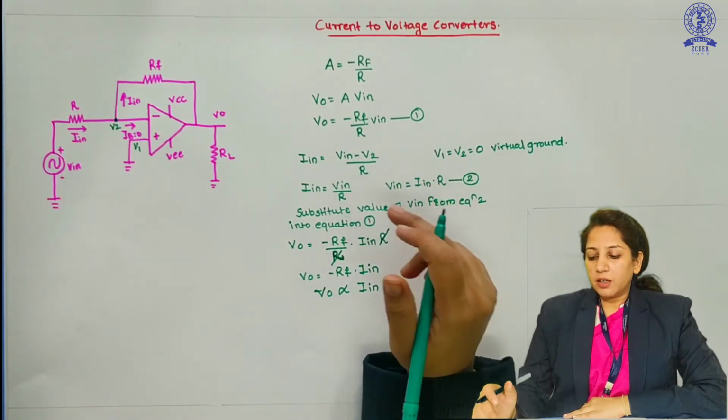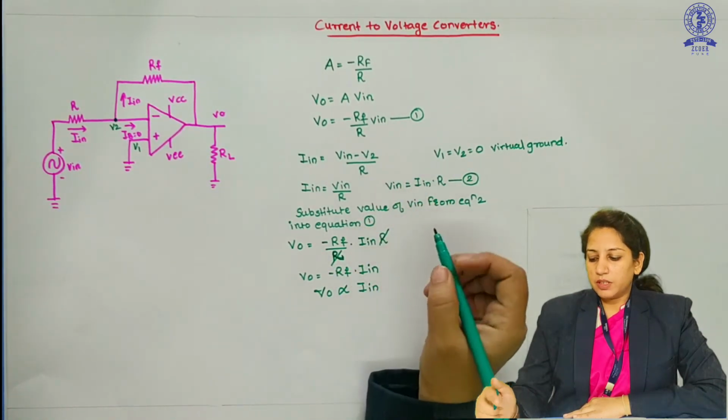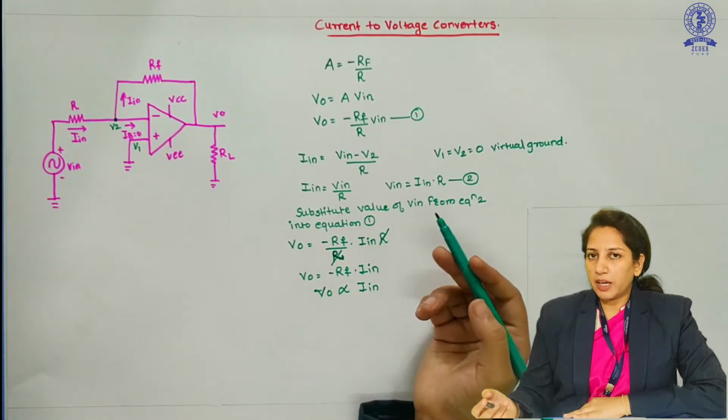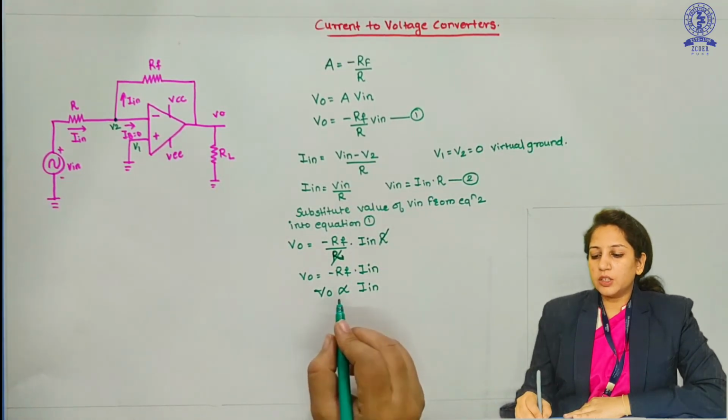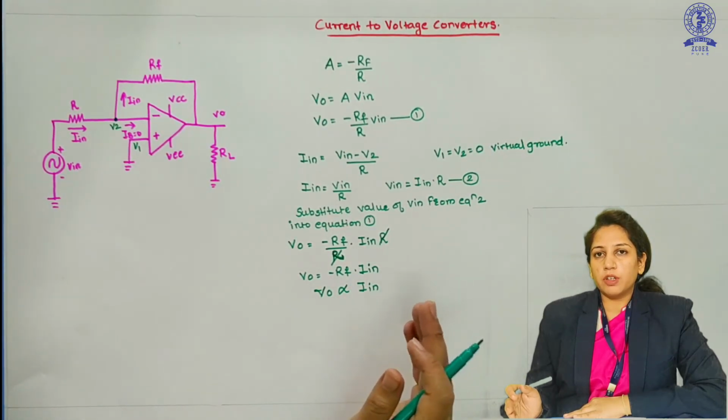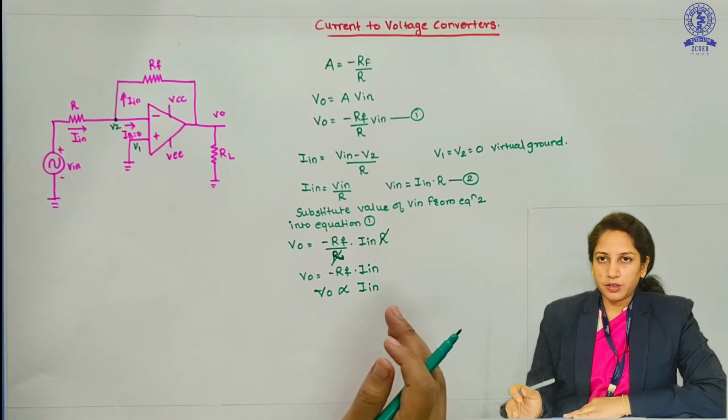By replacing V in and R, instead of V in and R, with a current source, this will act as a current to voltage converter using operational amplifiers.